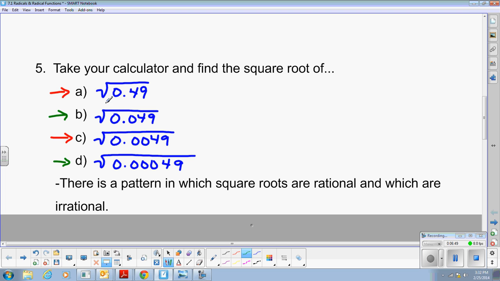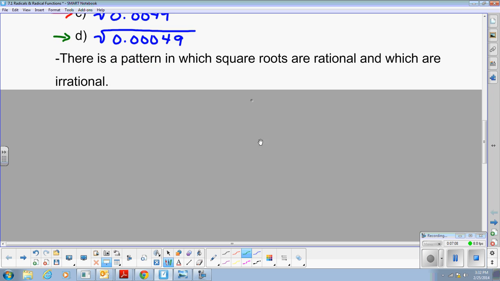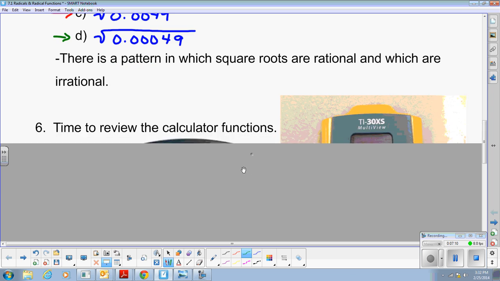There are things in common with your answers, and it's because of the number underneath the square root symbol. So see if you can figure out what that actual pattern is. I won't tell you. Why don't you bring it over to me and I will show you and explain. And you can try to explain it to me. If you're correct, I'll let you know. If you're not, we'll discuss that together. All right, we're reaching 7 minutes, so I want to keep moving along.